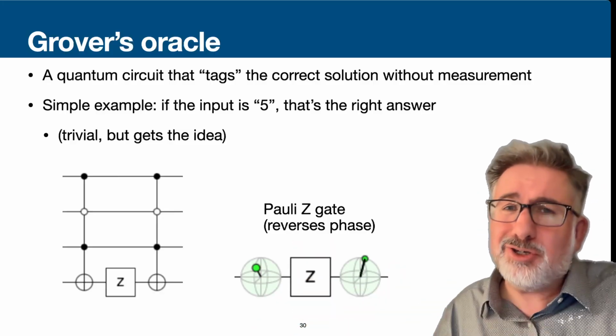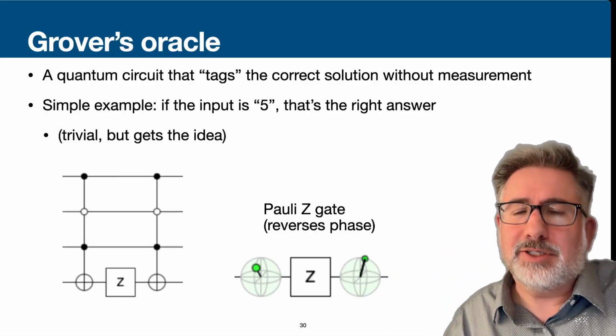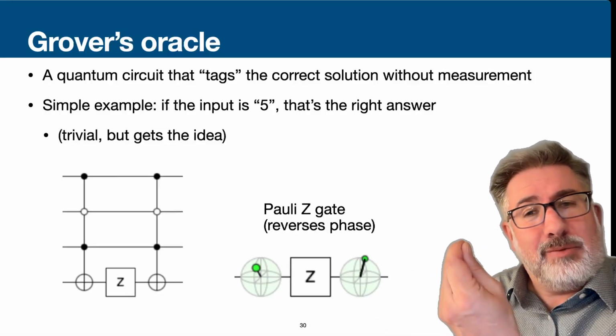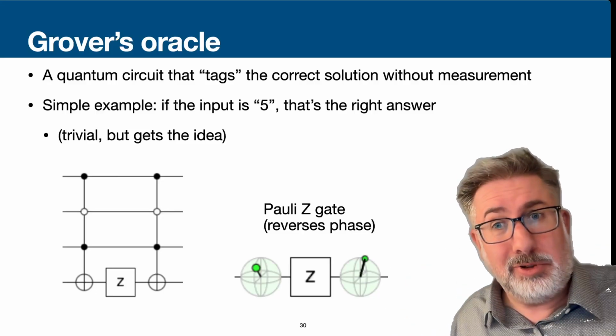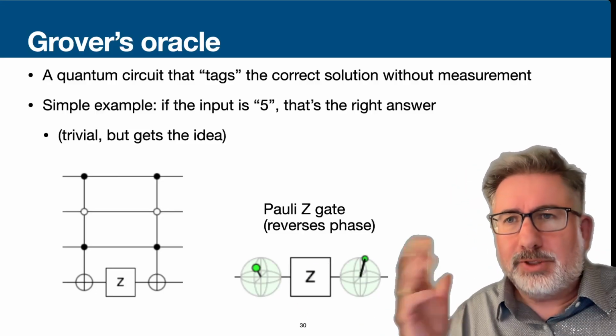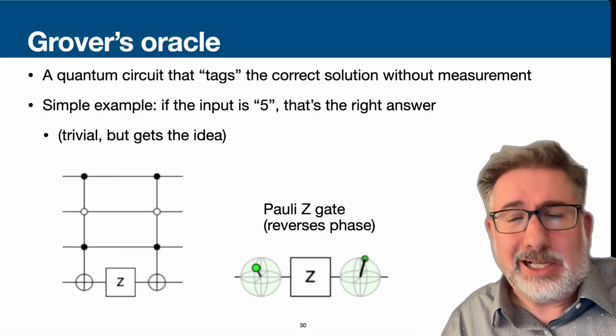We can't actually measure what's correct because that would be measuring the quantum state. That would collapse the wave function. But what we can do is modify that wave function just a little bit. And then we can do that over and over again, and those modifications accumulate, and then we get the answer. So this is a simple example of what an oracle might look like.